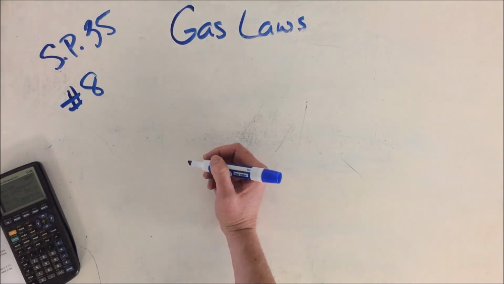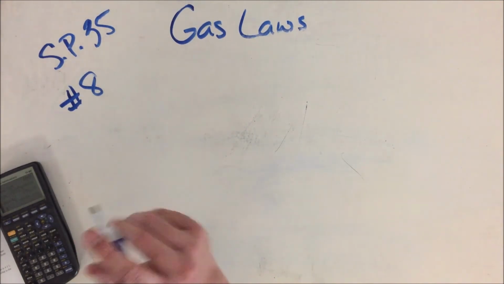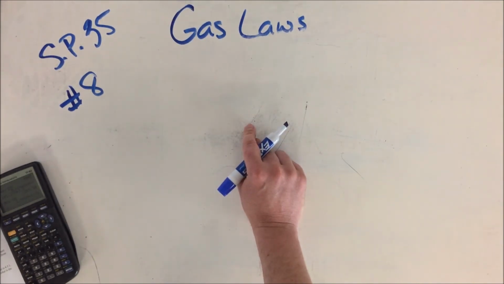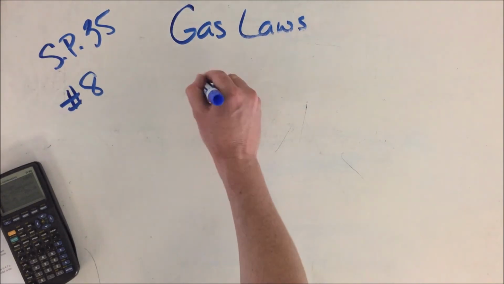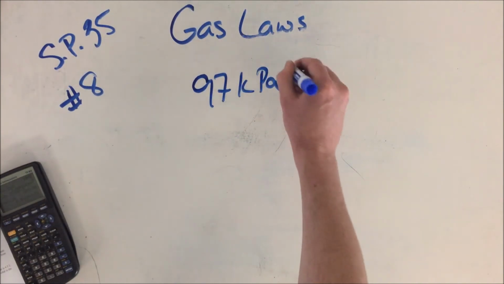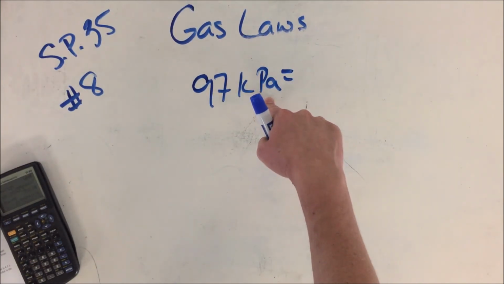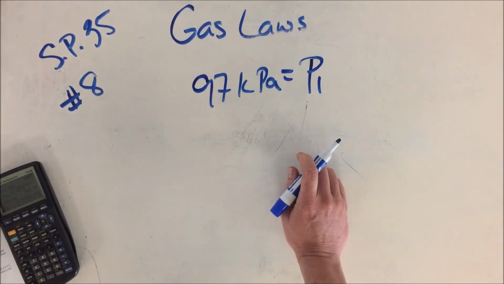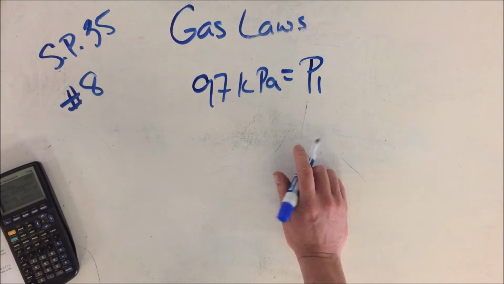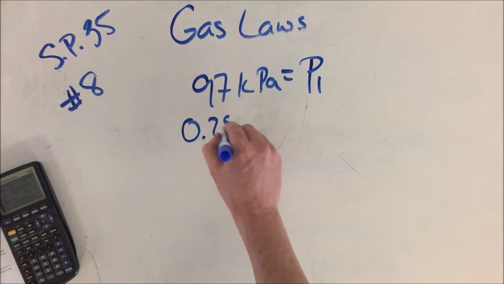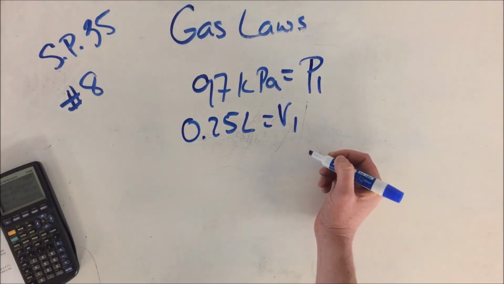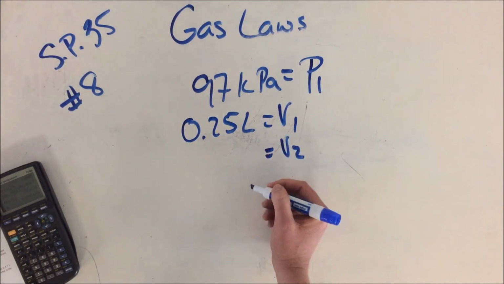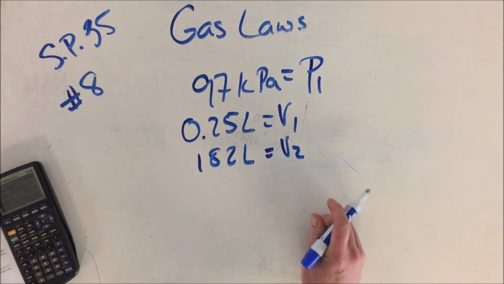Number 8. Isothermal expansion refers to allowing a gas to expand while keeping the temperature constant. They just told us temperature is constant, so we're not going to worry about T1 and T2. This is one means to simulate a vacuum. If a gas originally at 97 kPa, that's going to be a pressure measurement, so that's P1, is allowed to expand from 0.25 liters, it's going to be V1, to V2, 182 liters. What is the pressure of the gas?